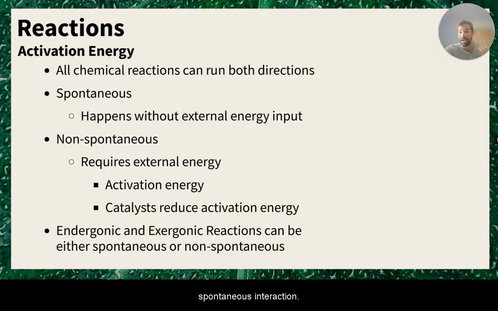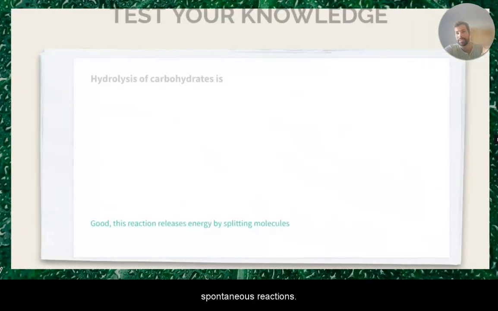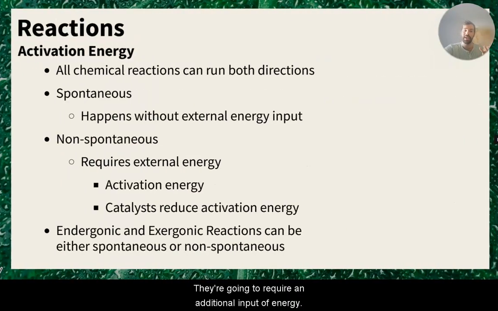A spontaneous reaction will have a negative delta G and will release energy. It does not require any external input. But a non-spontaneous interaction with a positive delta G, an endergonic reaction, these all kind of align with one another. I know it's a lot of terms, but those are not going to be spontaneous reactions. They're going to require an additional input of energy.